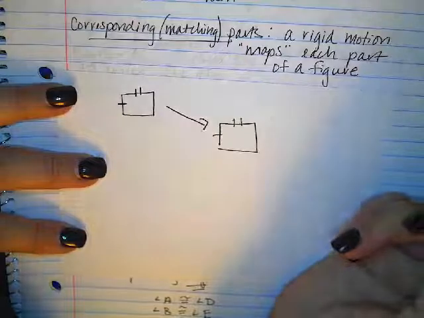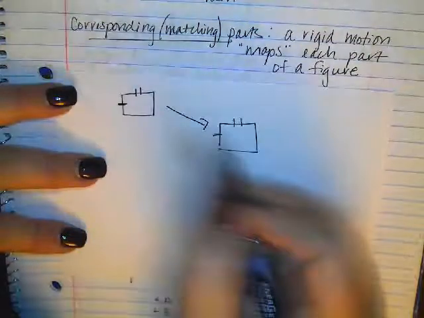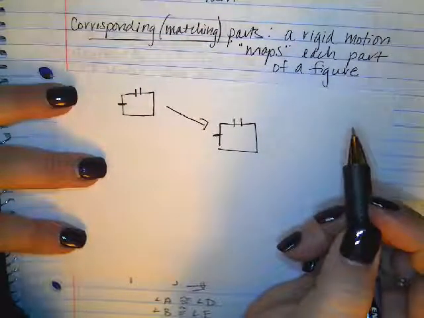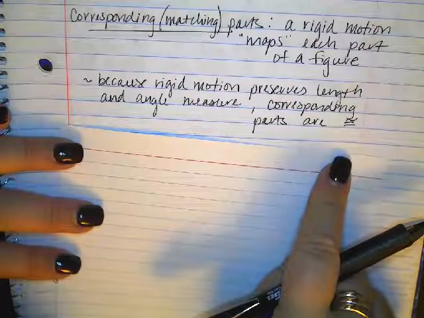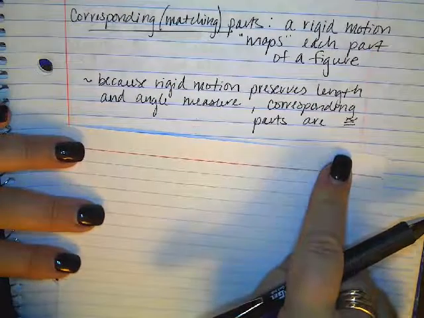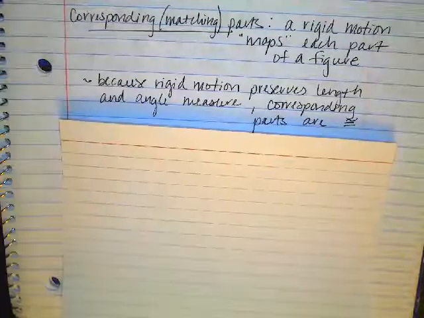And remember, in geometry, we mark things the same with those notches. So if this was the same, this was the same, those are corresponding or matching parts. Because rigid motion preserves the length and angle measure, I can say that all the corresponding parts are congruent.